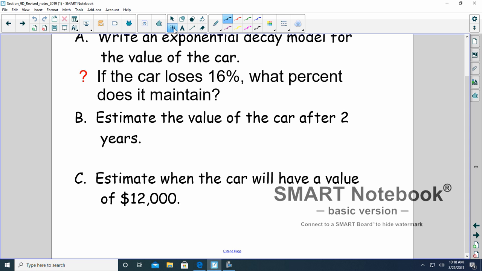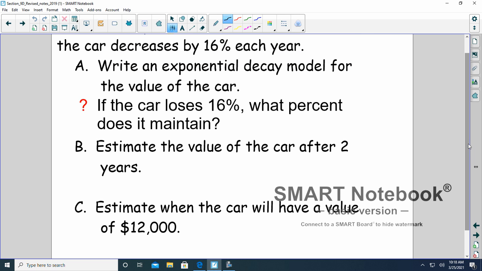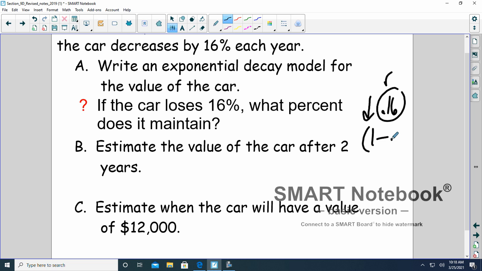All right, so let me just make sure I can remember this. So the car decreases by 0.16. So that's the rate. So that means it will be 1 minus 0.16, which we came up with. That was 84% is what our car would be worth each year. And then estimate the value after 2 years. And then estimate when the car will have a value of 12,000.